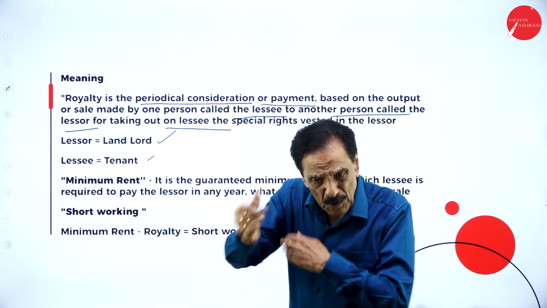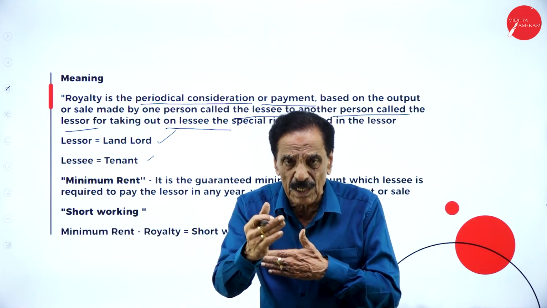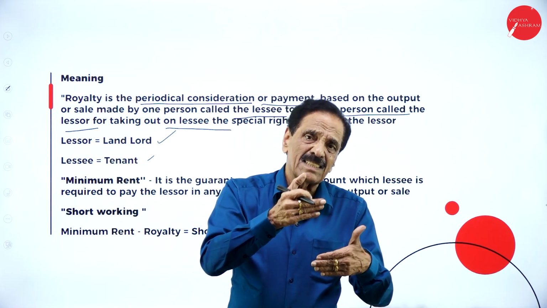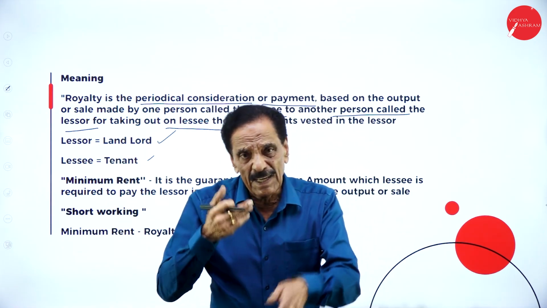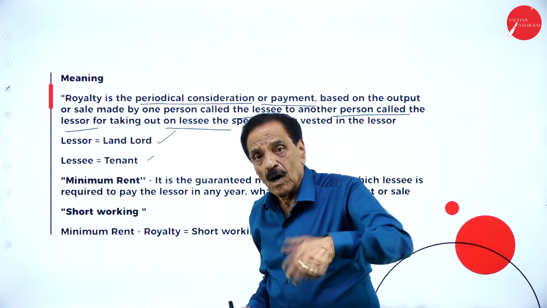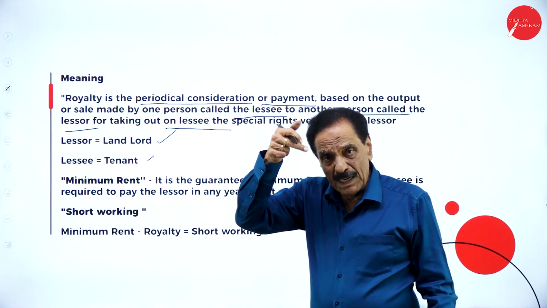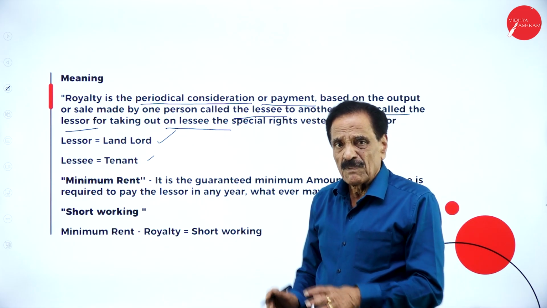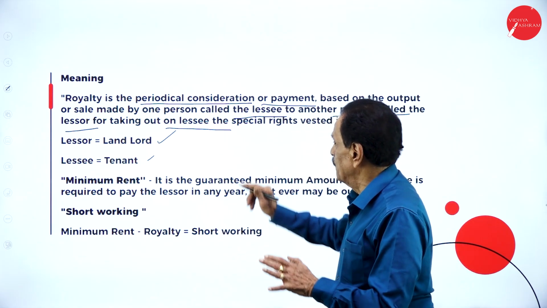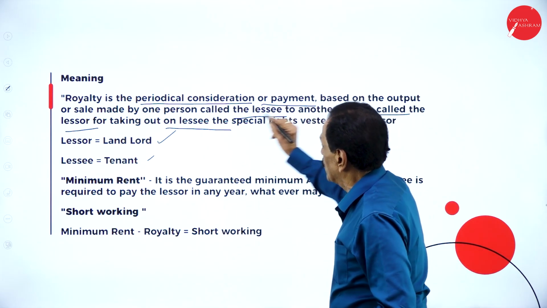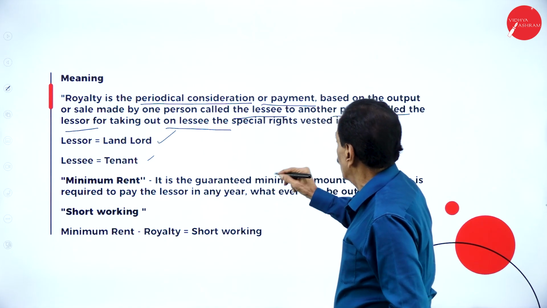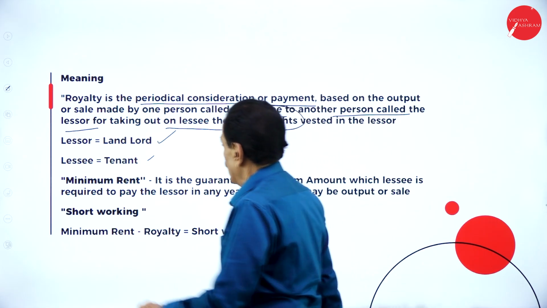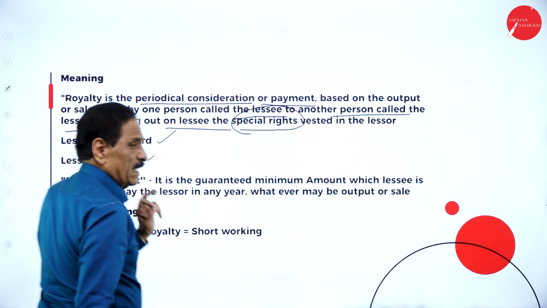Royalty is a compensation payable by the lessee to the lessor. Who is the lessor? The landlord. The lessee is the utilizer of the land, and royalty is nothing but a compensation payable by the lessee to the lessor for utilizing the land for some purpose. This is important: lessor is the landlord, lessee is the tenant.